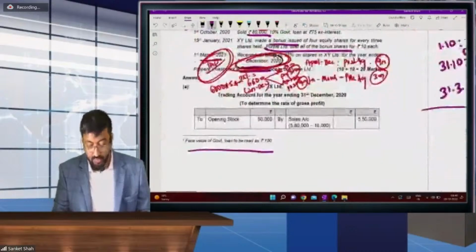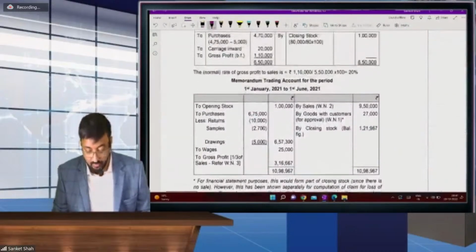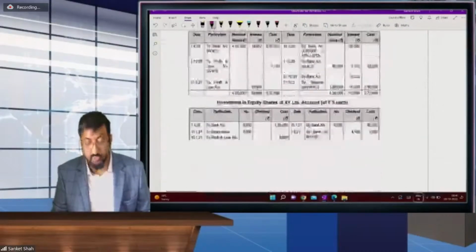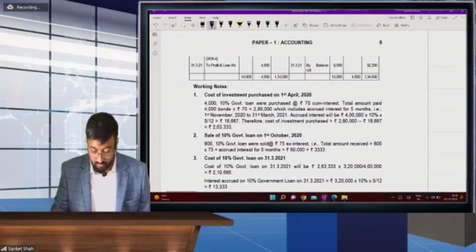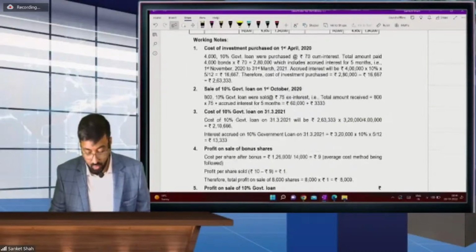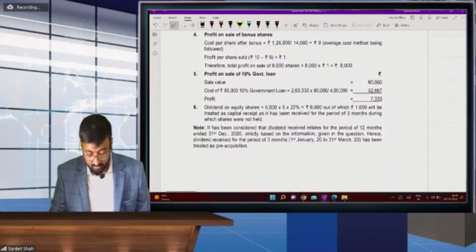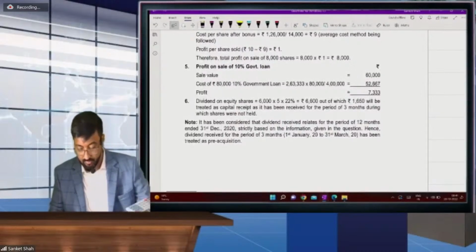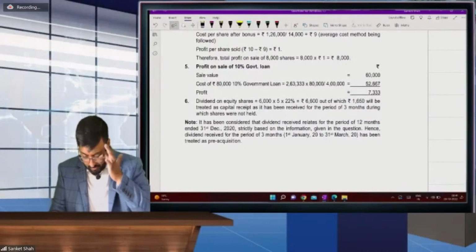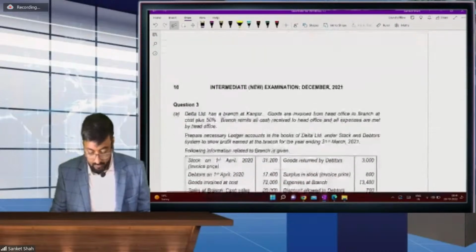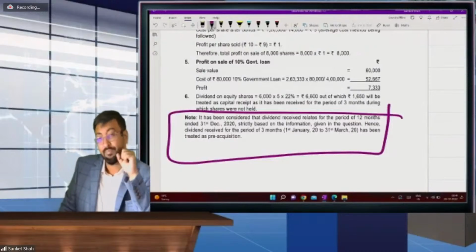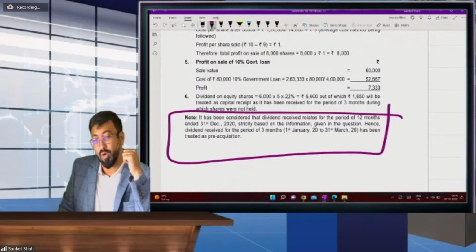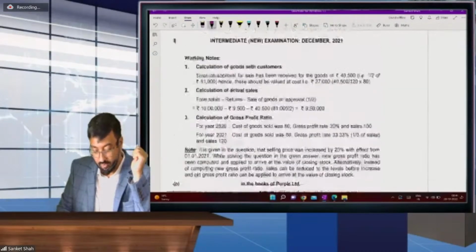Investment in equity shares. So what is new in this question, Rita? Pre-acquisition dividend is very, very important. The working notes are a bit tricky. So this note is very important. Technically, this problem is not correct. If you ask me, this problem is not correct because on December 20, you got the dividend for last year.